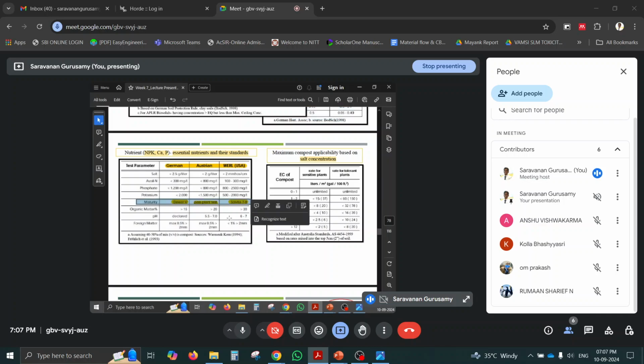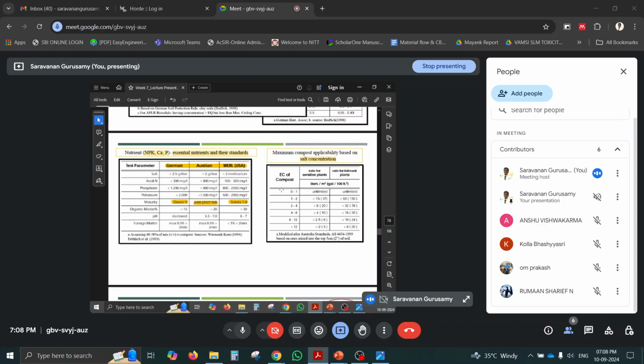So these are the tests we can do. The Solvita test we can use for CO2 uptake rate, CO2 evolution rate, and oxygen uptake rate. So these are all the tests available for checking maturity. In USA they are using the Solvita test. Okay. So salt concentration also they have given.